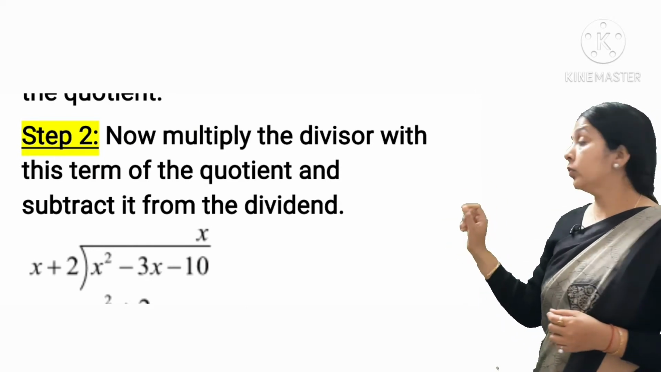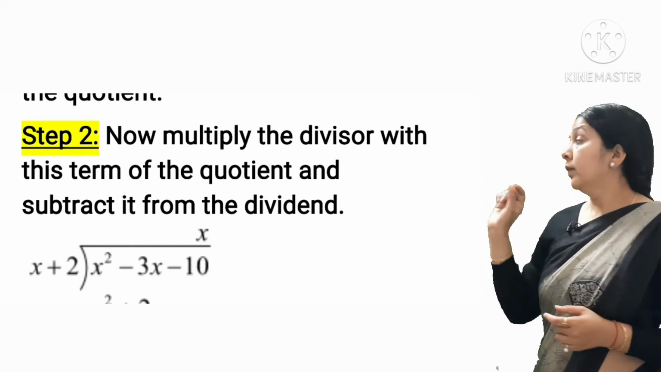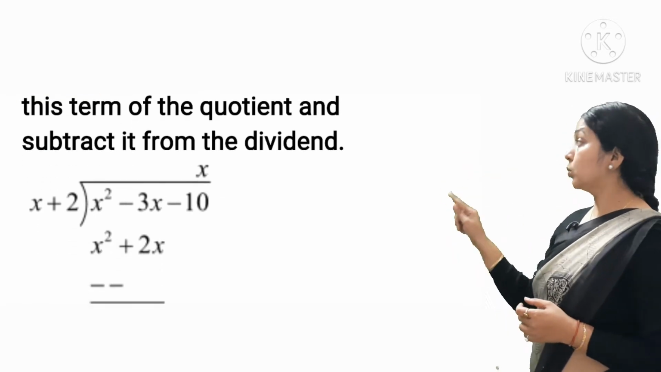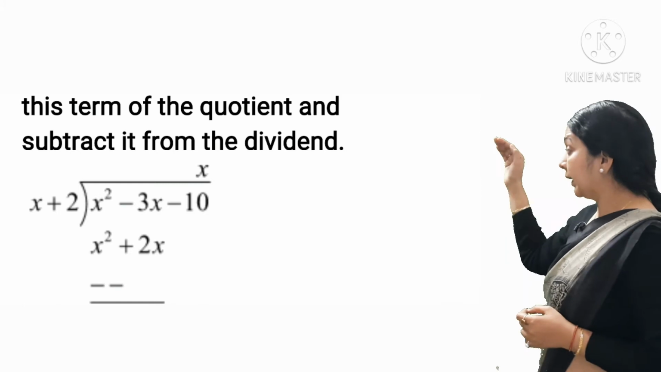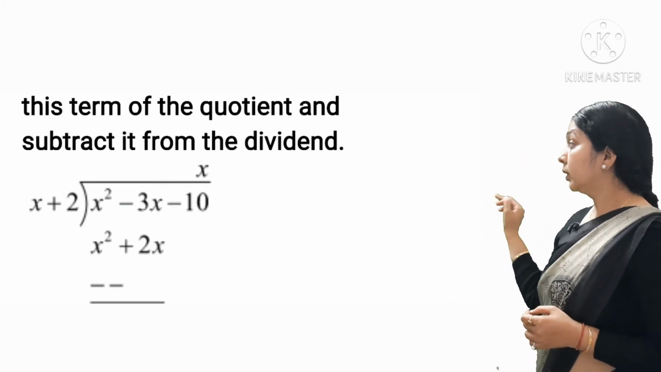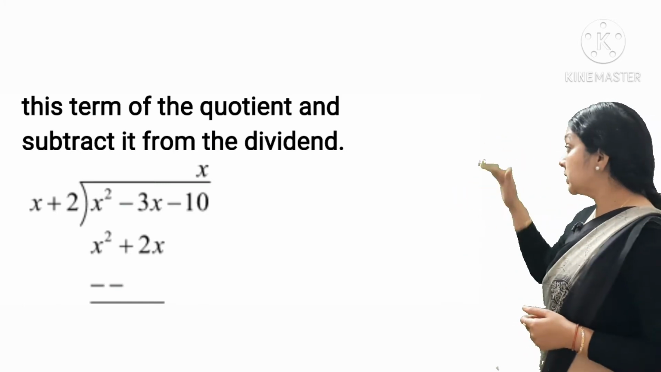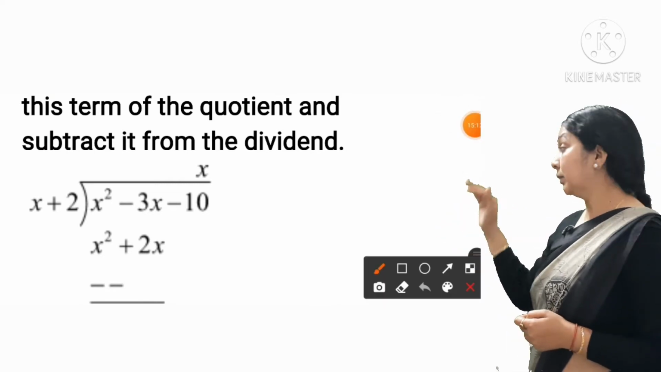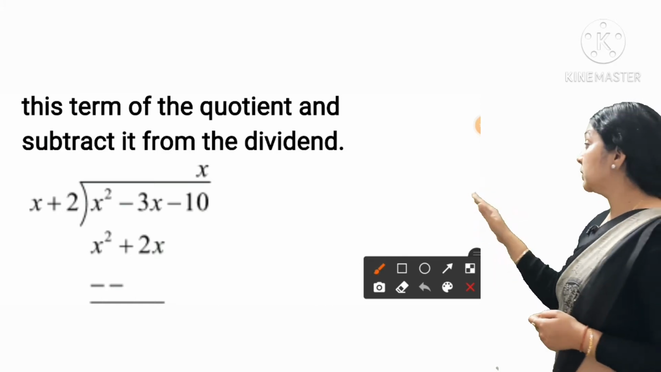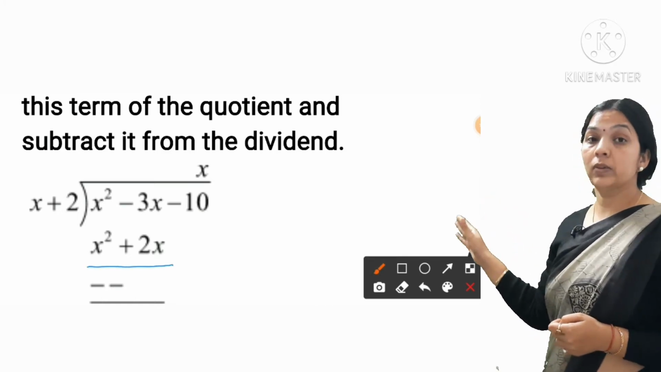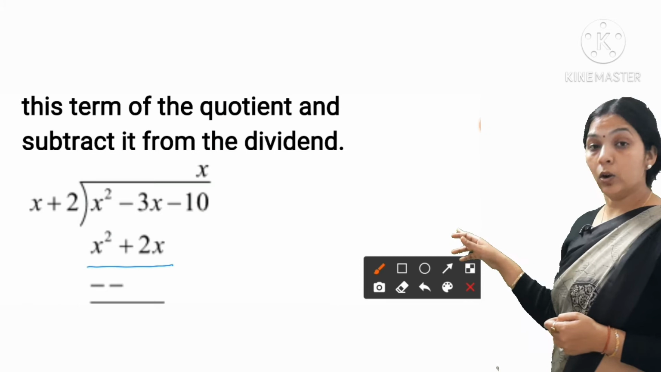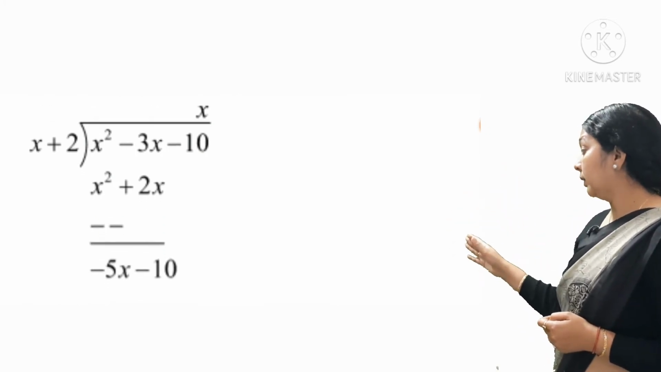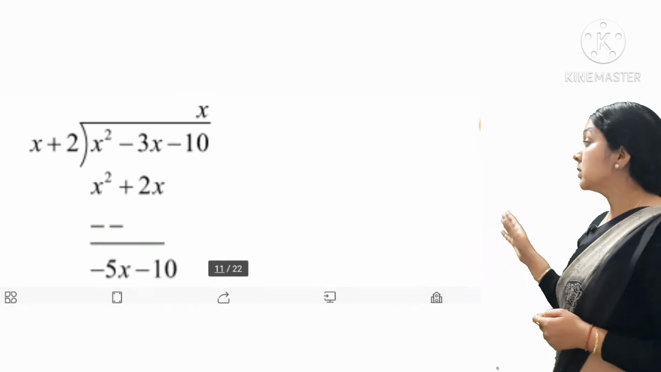So we will first focus on the first term. So we will multiply x plus 2 with x. So it would result in x square plus 2x. So we will write it down below the given dividend. Now we will subtract. When we subtract, plus x square becomes minus x square, that means the sign would be changed, and plus 2x will become minus 2x. When we subtract, x square will be cancelled out by x square, and minus 3x minus 2x will be added, and it will give minus 5x minus 10.